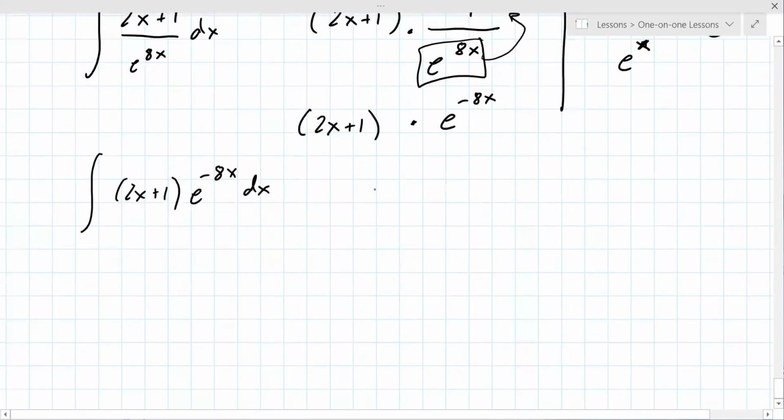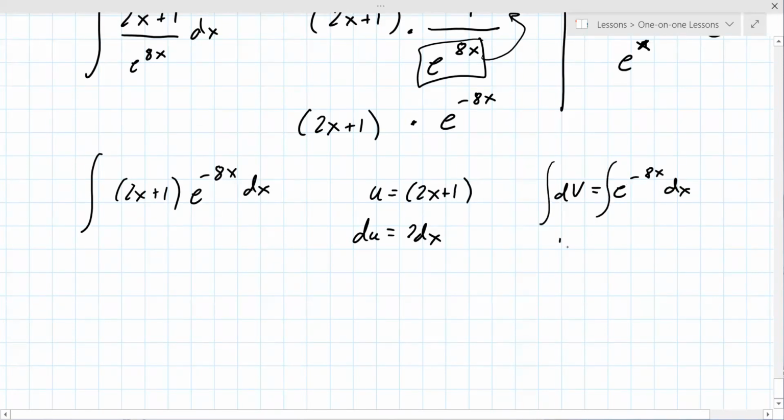We've got to get a u and a dv. So u is going to be the 2x plus 1. So du is 2 dx. And your dv is e to the minus 8x dx. And then you're going to integrate both of these. So v equals e to the minus 8x, and then you divide by negative 8, whatever's in front there. So v equals negative 1 over 8 e to the minus 8x.